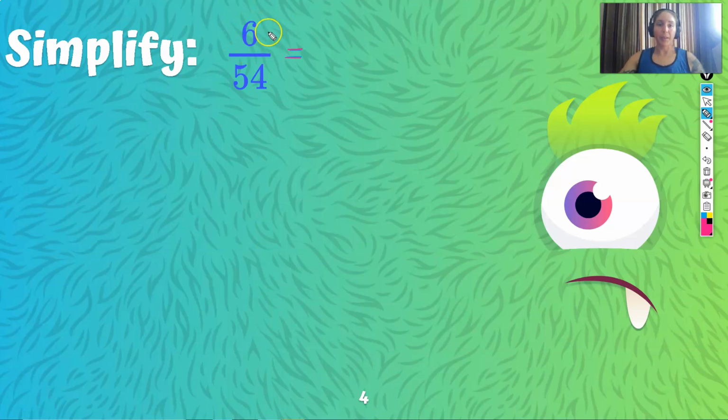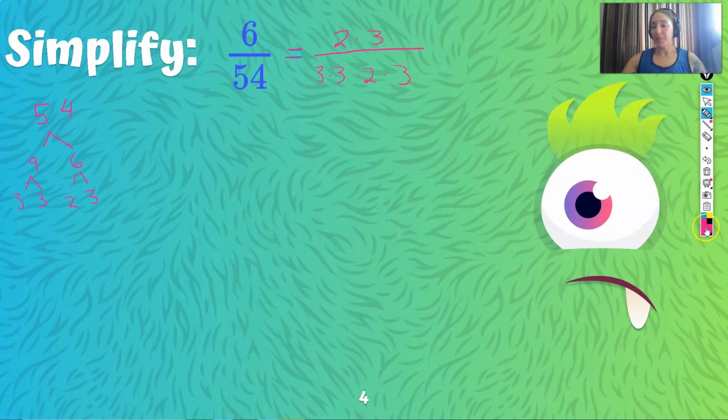So 6 is what? 6 is 2 times 3. And I'm thinking about it this way now because this is going to be a lot more useful when we start introducing variables. Now what is 54? And this is where factor trees come in handy. Well, 54 is 9 times 6, 6 is 2 times 3, and 9 is 3 times 3. So 54 is 3 times 3 times 2 times 3.